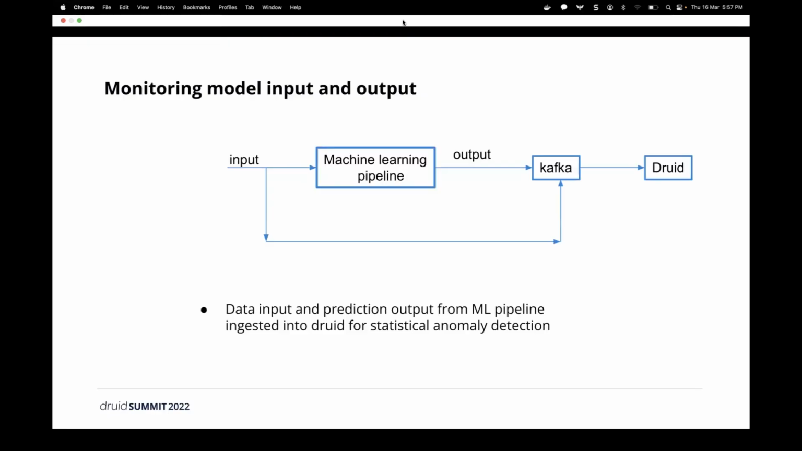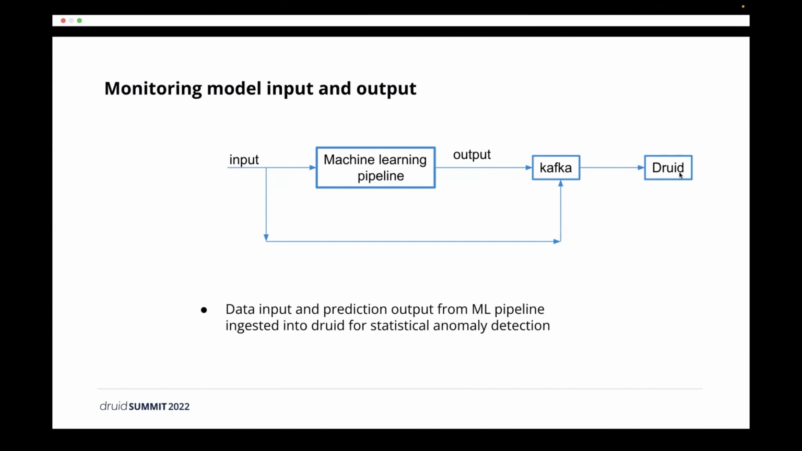So a typical monitoring pipeline looks like this. You have your machine learning inputs coming in. You go ahead and you train a model. You have model prediction outputs. The general approach is to bring both the input and the model prediction into Kafka, ingest it to Druid in real time, and then compute anomalies in real time.